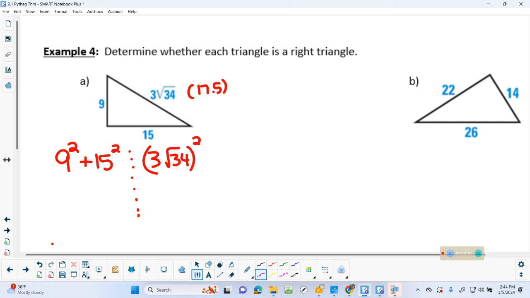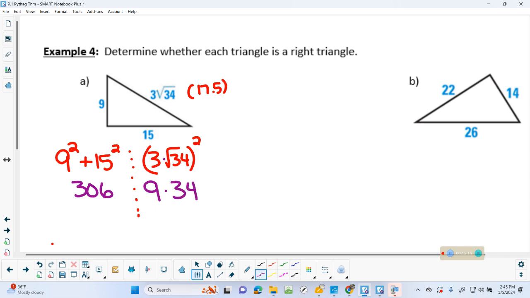Okay, left side's easy. Punch this in your calculator. What's 9 squared plus 15 squared? 306. So the question is, is this also 306? Well, I'm going to go old school here. What's 3 squared? 9. Of course, we have a product really in between those. What's squaring a square root do? What do square and square root do to each other? Cancel.